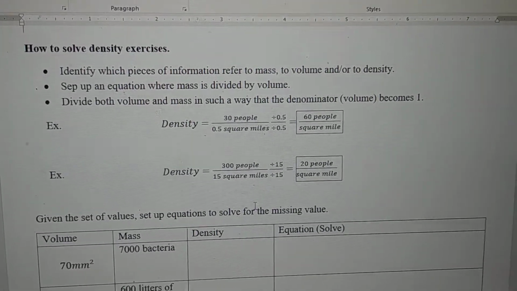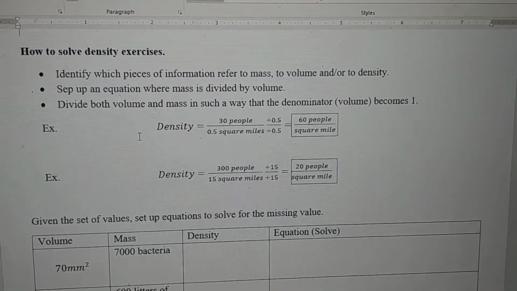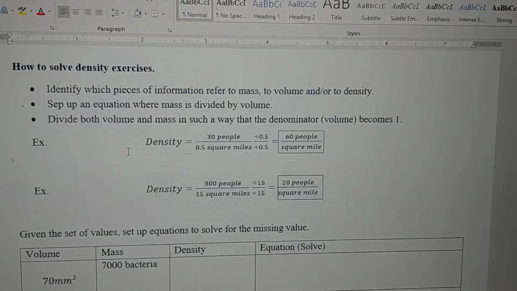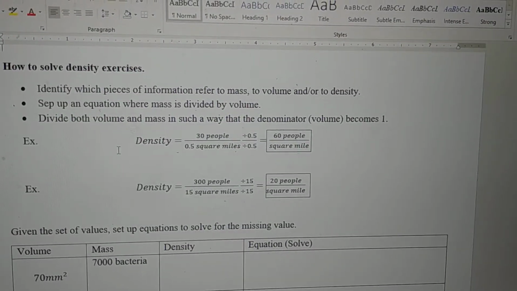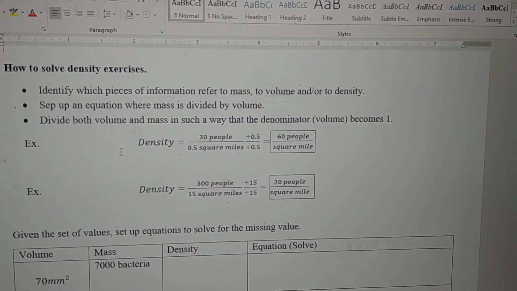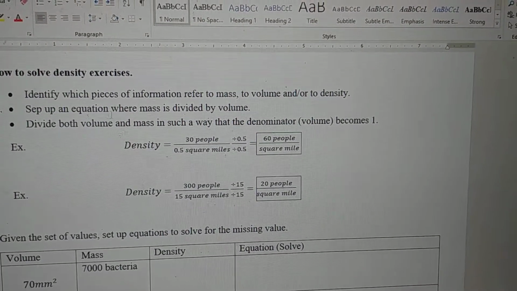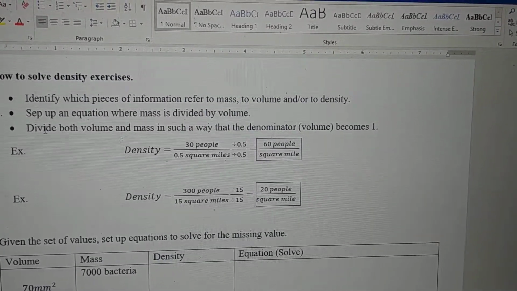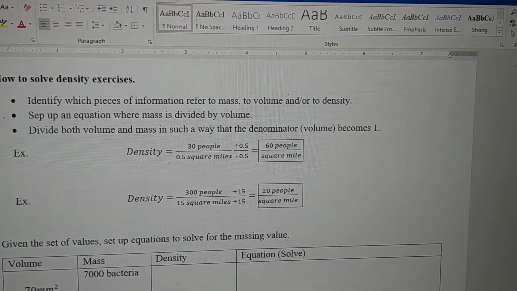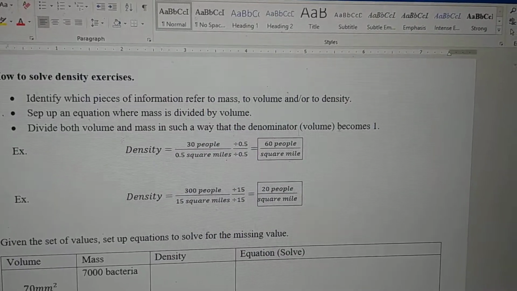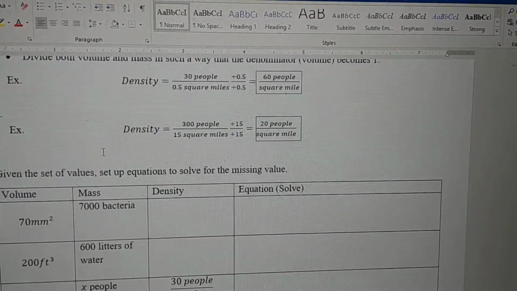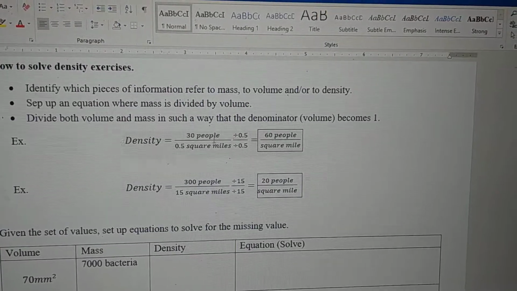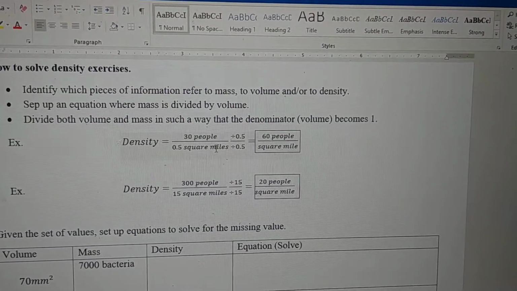The first step to solving density exercises is to identify which pieces of information refer to mass, which refer to volume, and which refer to density. We will usually be given two of these three pieces of information, and we're supposed to find the missing piece. The second step is to set up an equation where mass is divided by the volume. Then we have to divide both volume and mass in such a way that the denominator, volume, becomes 1. Here's an example, where density equals 30 people, that's the mass, divided by 0.5 square miles. That's your volume.